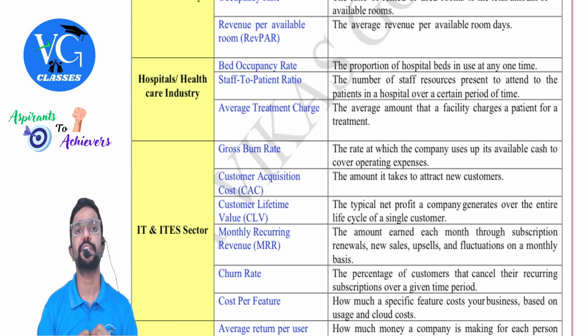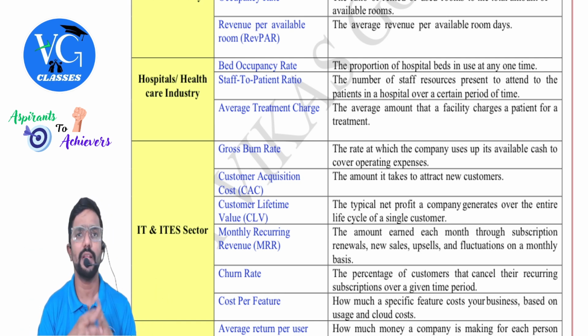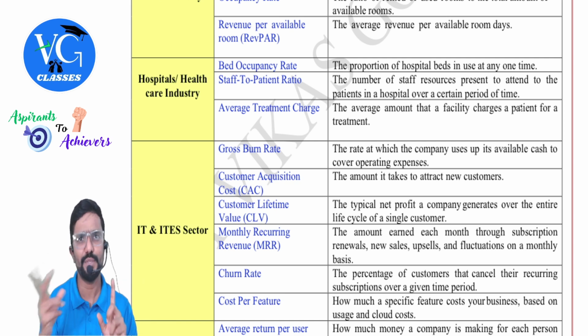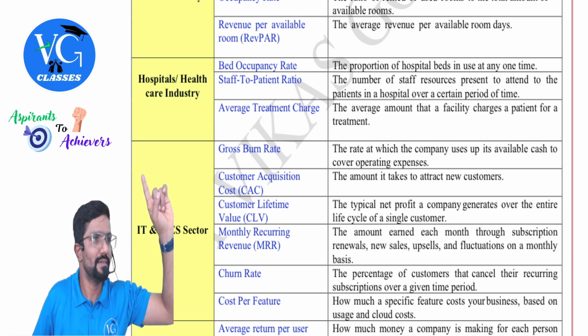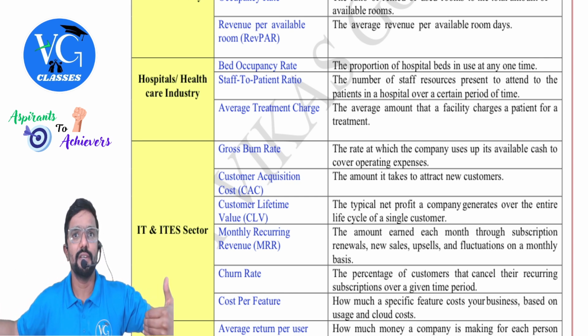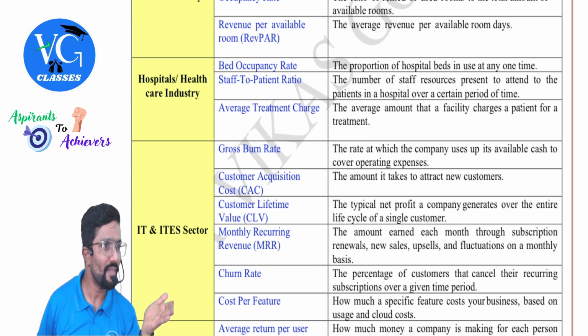Then, staff to patient ratio. Staff to patient ratio means, for one patient, how many staff are there? Or else, for one staff member, how many patients are there? It can be vice versa. Assume, to take care of 10 patients, there is one nurse. Or else, to take care of 25 patients, there are 5 nurses and 1 doctor. This is the ratio.